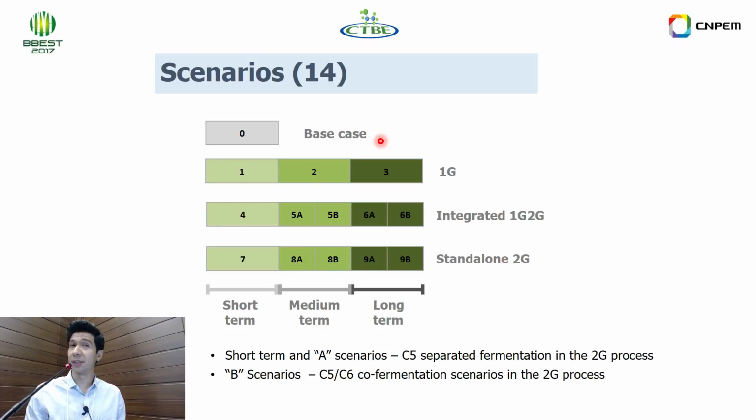Here's an illustration of the 14 scenarios we assessed in this study. You don't have to memorize it, but basically this set of scenarios is related to the first generation scenarios for the short, medium, long term, for the integrated scenarios, short, medium, long term, and the standalone plants. The difference between A and B is the presence or not of co-fermentation. We see that B scenarios are related to scenarios in which C6 and C5 are fermented together.